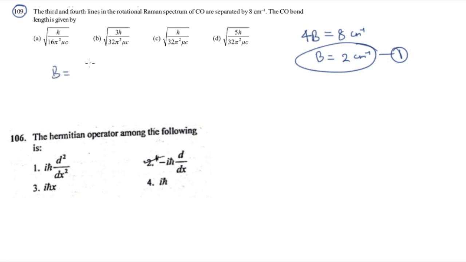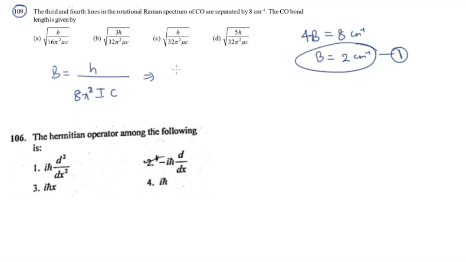The value of B. B is a rotational constant and its value is equal to h upon 8 pi square I c, right? So this is the value of your B. Its value is given to be 2. Now I is the moment of inertia, that is equal to mu r square. So we will put it over here.